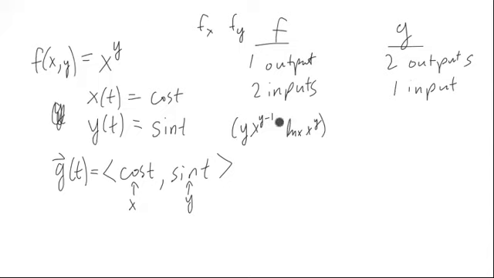Okay. So this right here is our derivative of f. Now our derivative of g, 2 outputs, that means 2 rows. 1 input means 1 column. We take the derivative of g.